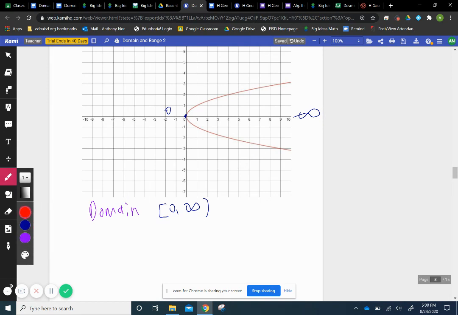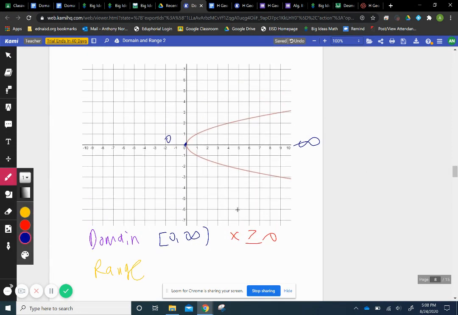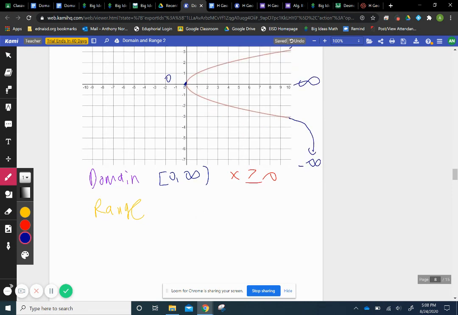And our inequality. So we have x, and is it bigger than 0 or smaller than 0? It's going to be bigger than 0. Now for our range. This thing, it's creeping up. Eventually it's going to make it all the way up. It's going to creep, and eventually it's going to make it all the way down. So that means our inequality is negative infinity, comma infinity, which is the same as all real numbers.